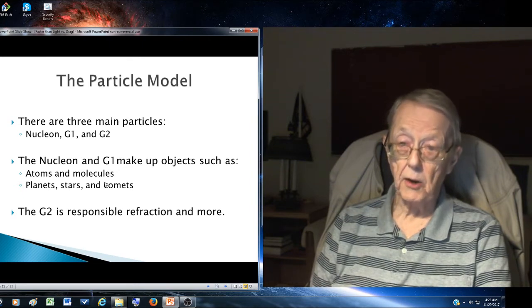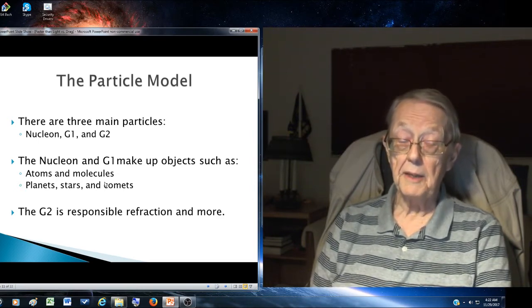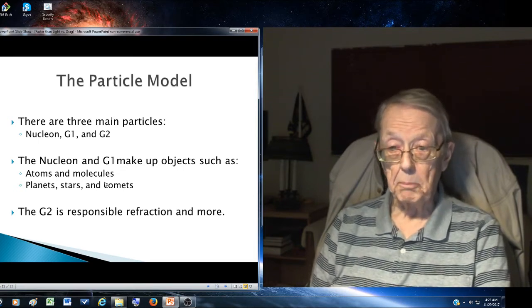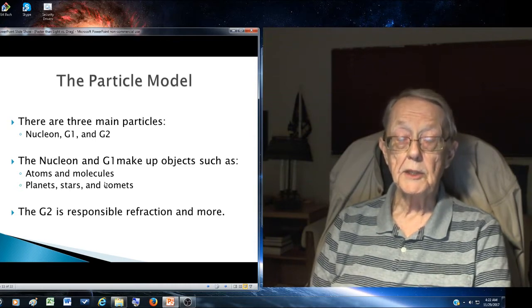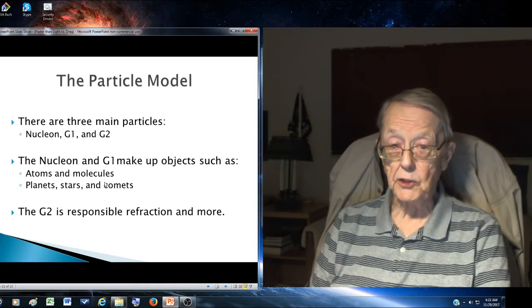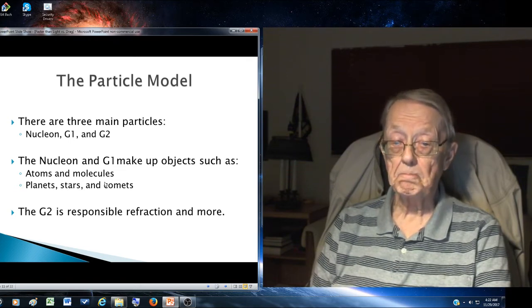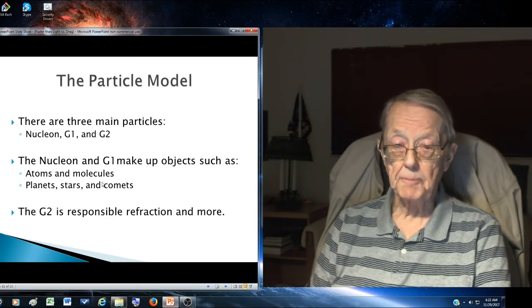That's when I talked about two gravities. In the presentation on two gravities, and I looked at refraction, it suggested to me that there is a second gravity. And because I am prone to talk about particles, it suggested to me that if the G1 is the graviton and the gravity particle, the G2 then must be the second gravity.